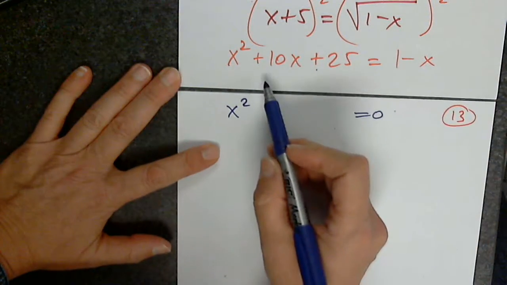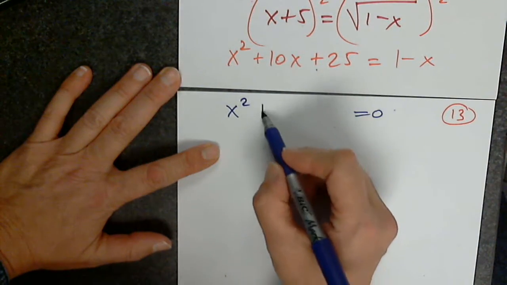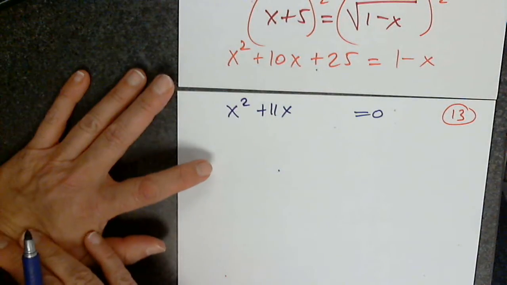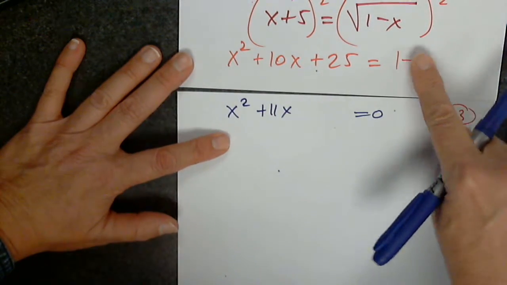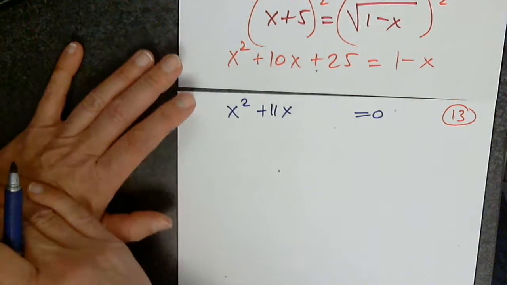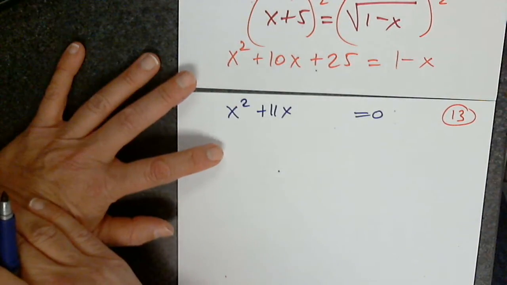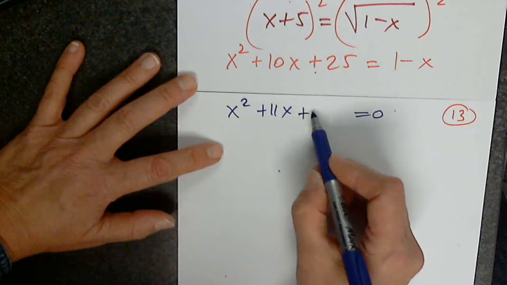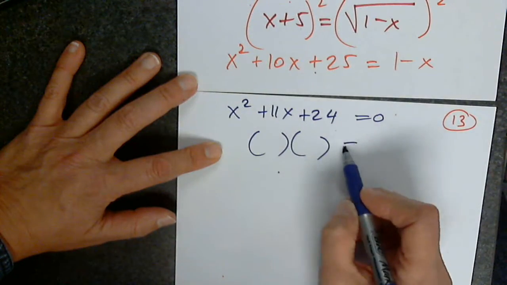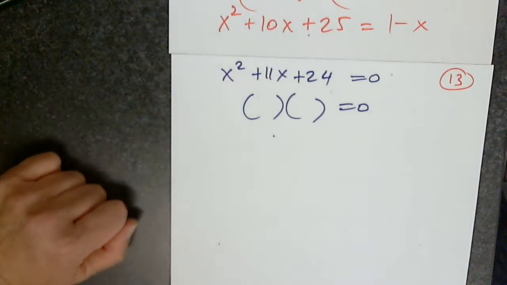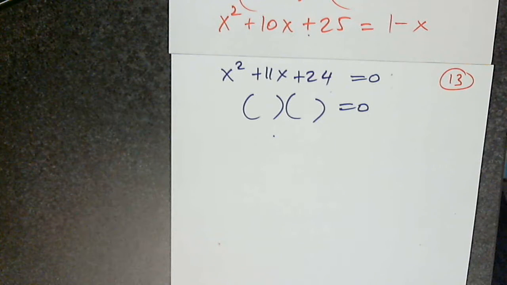I'm bringing a positive one. Plus 11x. If it's negative here, when I move it to the other side, it will become positive. If it's positive here, when I move it to the other side, it will become negative. It's 21. Product 24, sum 11.